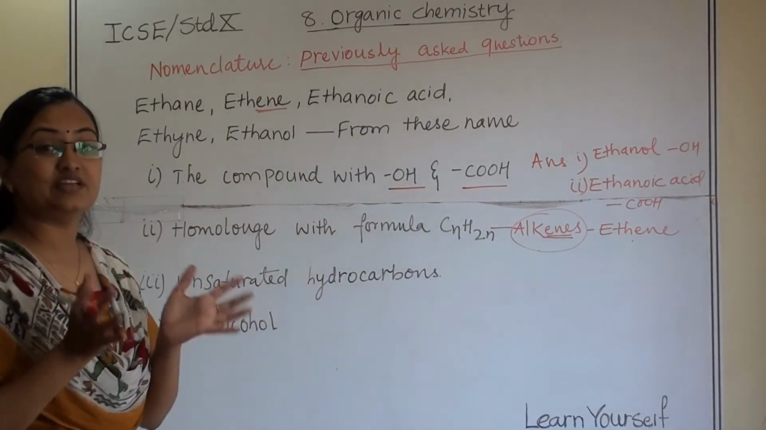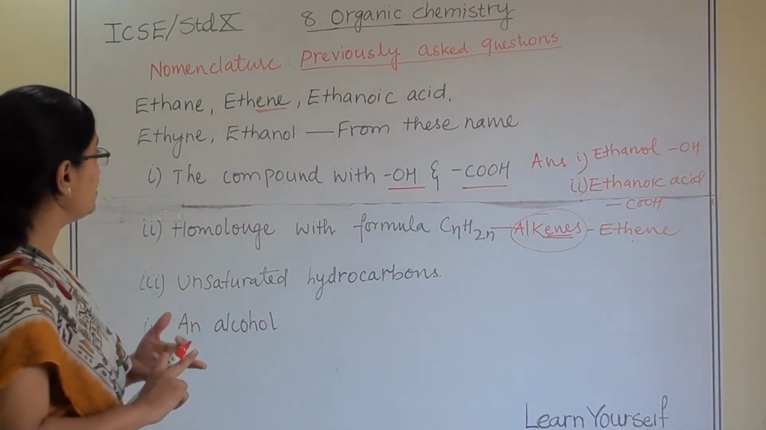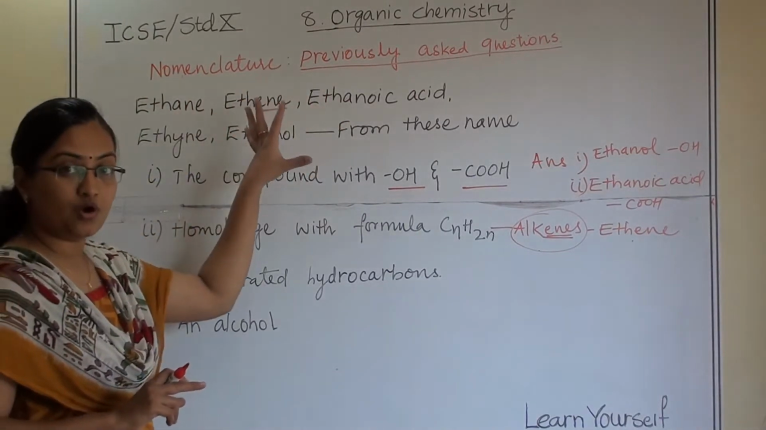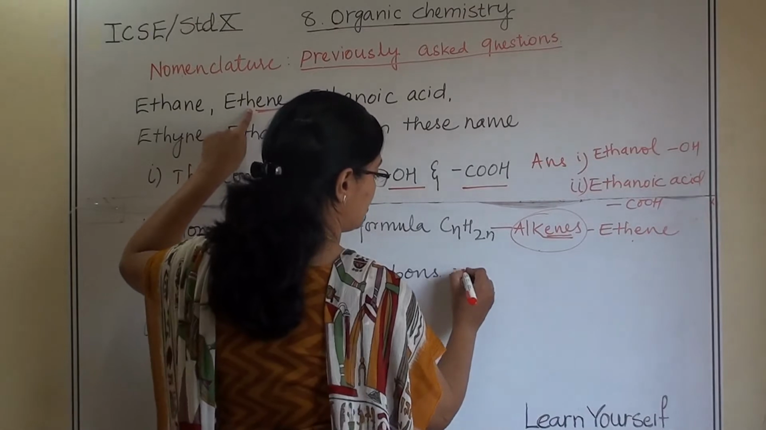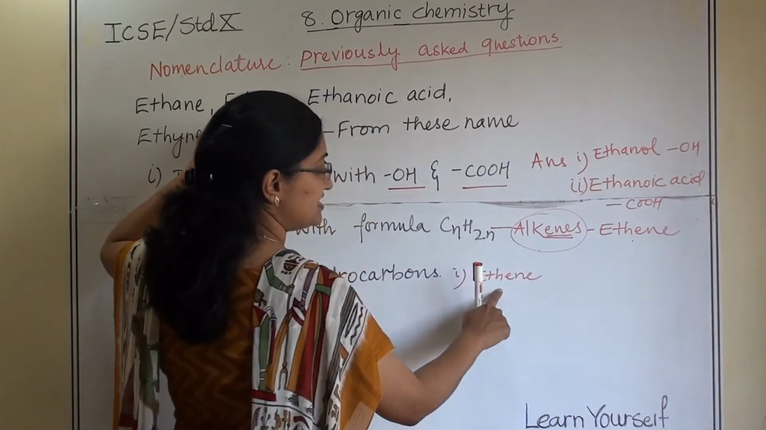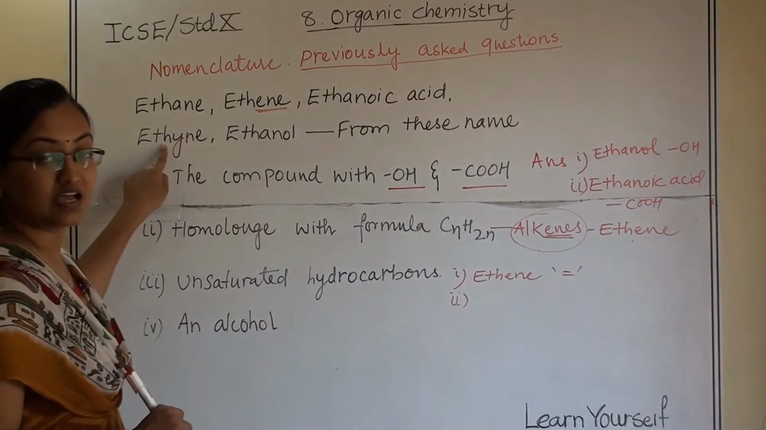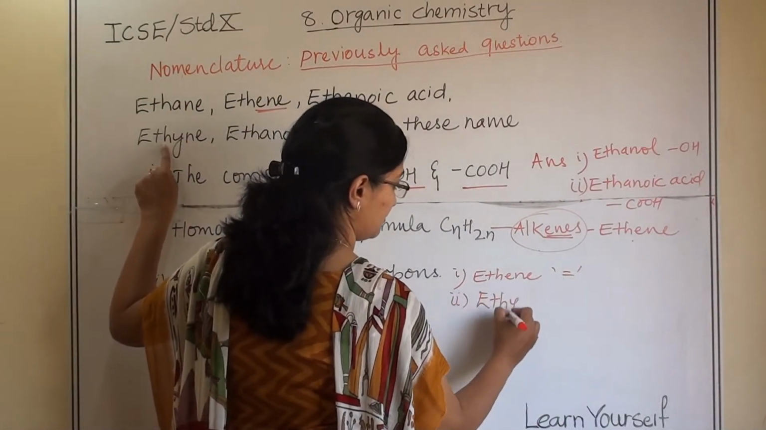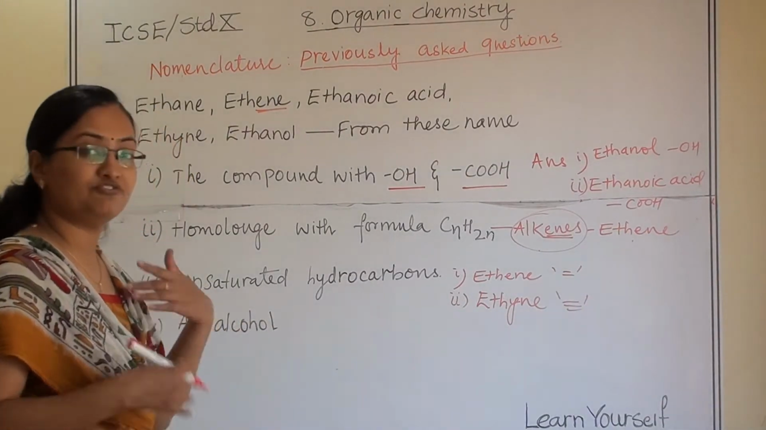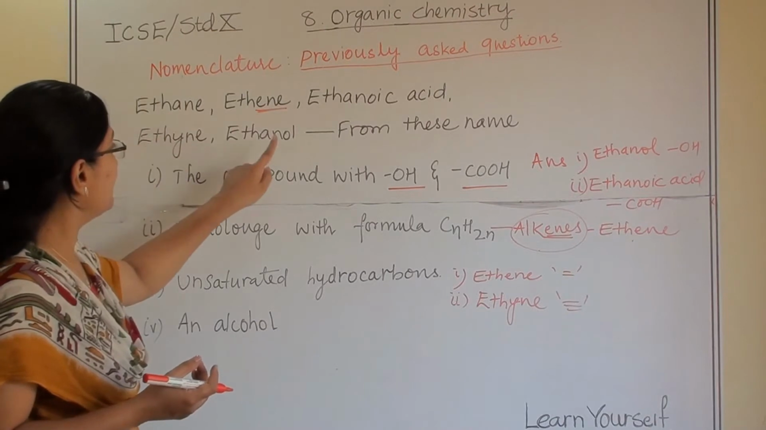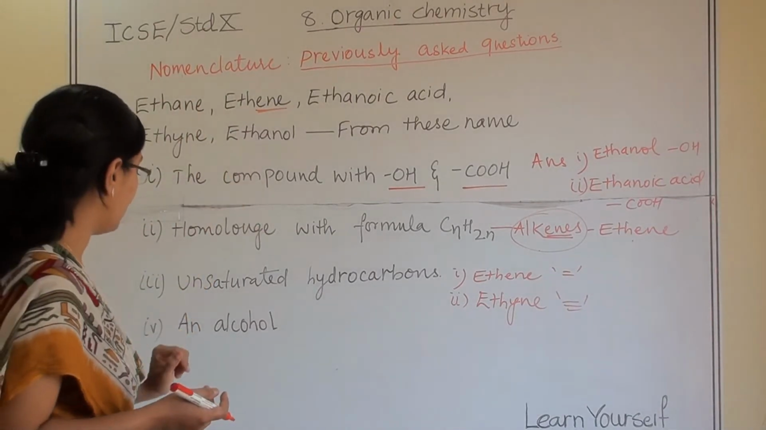Next, what are the unsaturated hydrocarbons? Alkenes and alkynes, double bonded and triple bonded. So from this you have to search which compound has a double bond and which has a triple bond. The first one is ethene, with a double bond, and it is unsaturated. Then second, ethyne is an alkyne with a triple bond. So these two compounds are unsaturated hydrocarbons. And if they had asked for saturated ones, it would be ethane, ethanol and ethanoic acid.